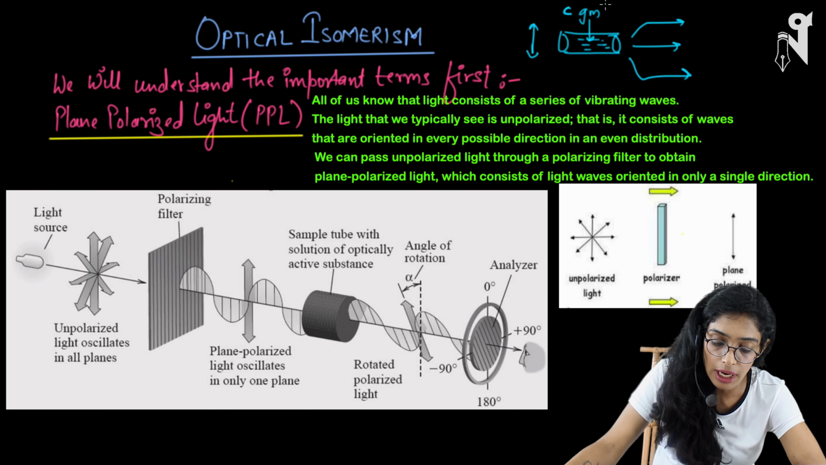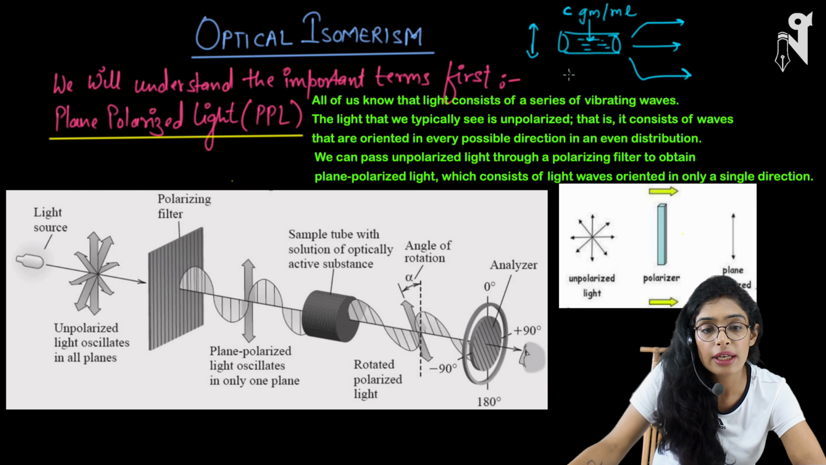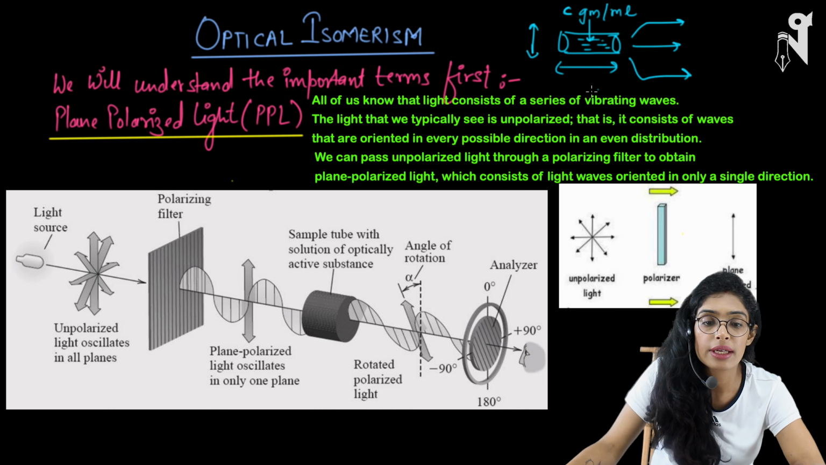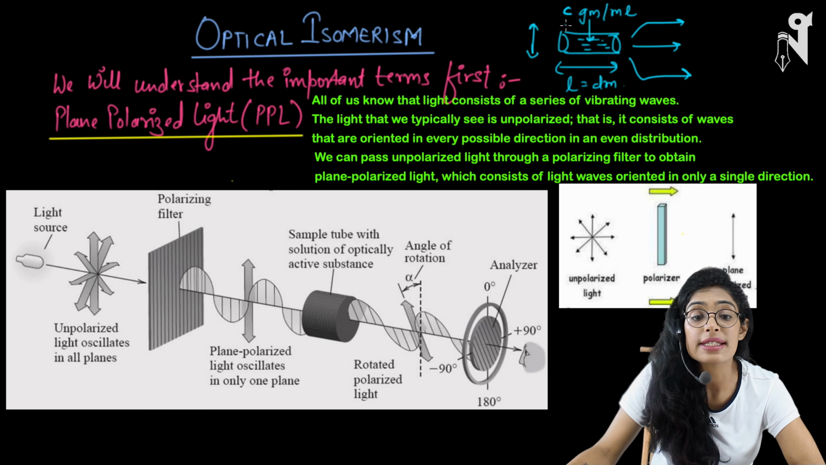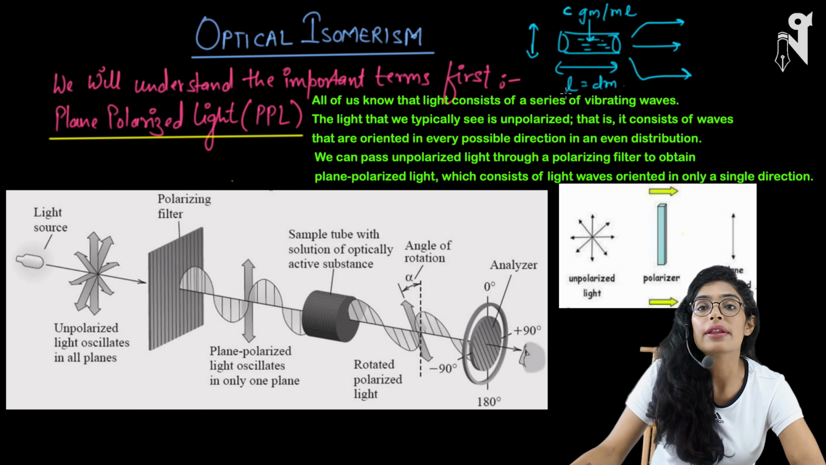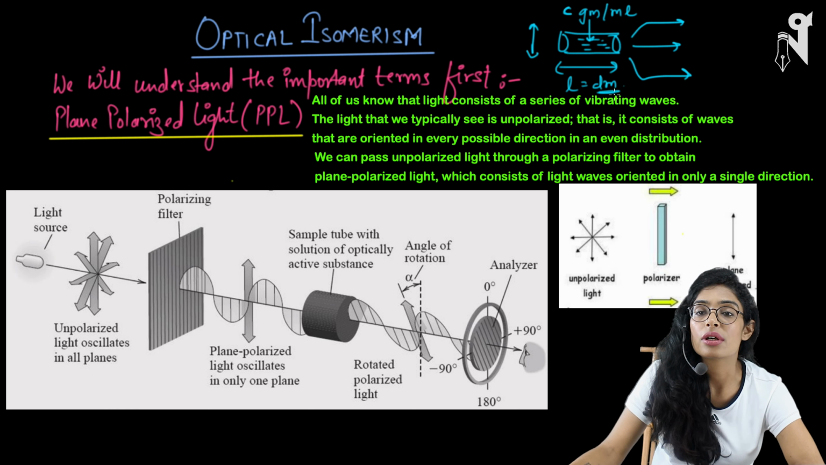Concentration is mentioned in grams per ml, and the length of this tube is calculated in decimeter. So concentration is mentioned as C grams per ml and the length is mentioned in decimeter. Now there are three possibilities.